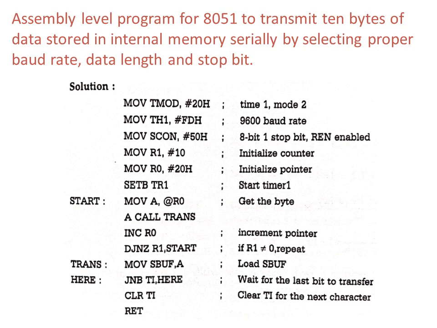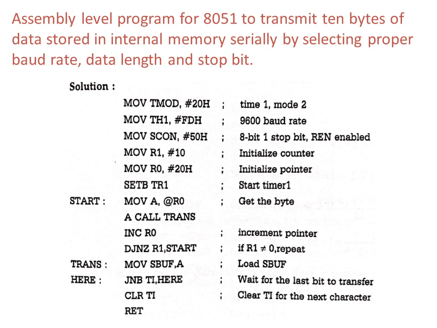So initially the R0 count was 20h, right? Now it is incremented to 21h. So then DJNZ R1. So it decrements the count of R1. Initially it was 10. Now it is decremented to 9 and checks whether it is equal to 0. No, right? So then again loop back to start.